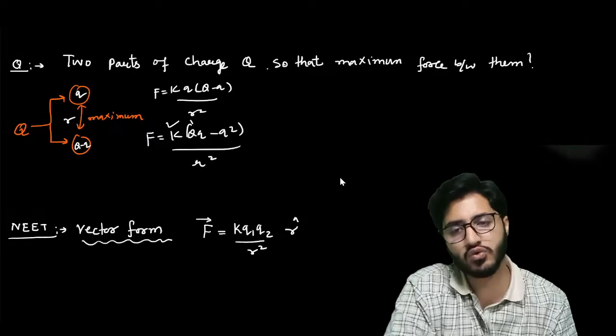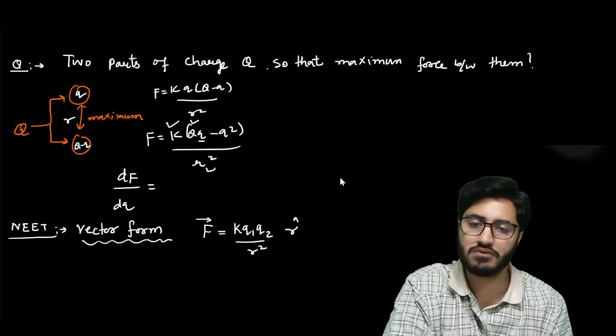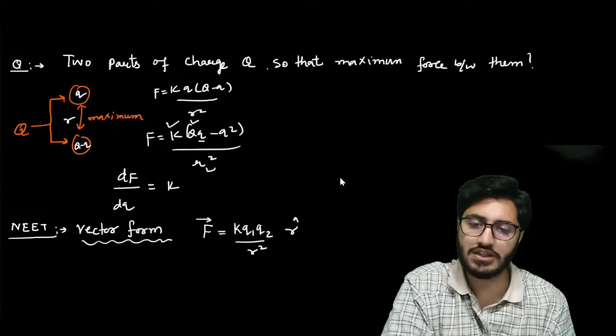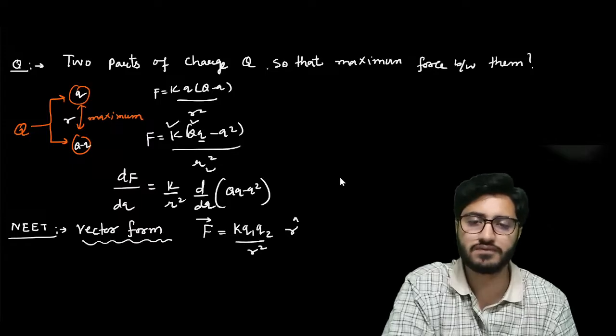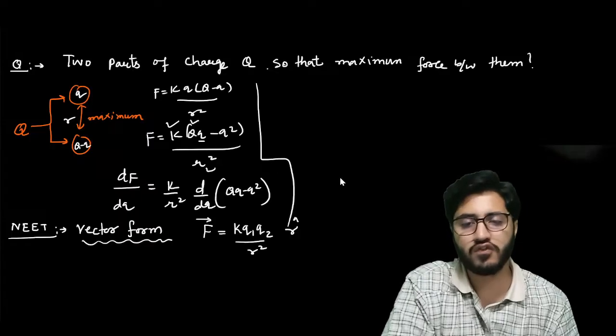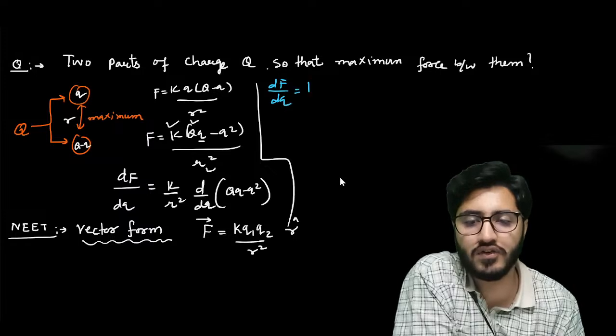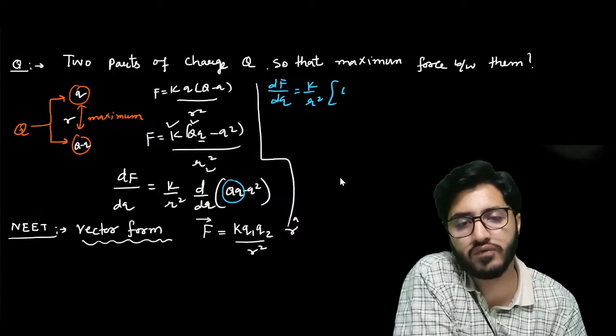Look, K is constant, Q is constant, R is constant. So we are changing q. So can I differentiate dF by dq? K is constant, R square is constant, I will take it outside. Now I can do the differentiation of Qq minus q square only. So I can write dF by dq equals K by R square times (Q minus 2q), since the differentiation of Qq is only Q and of q square is 2q.